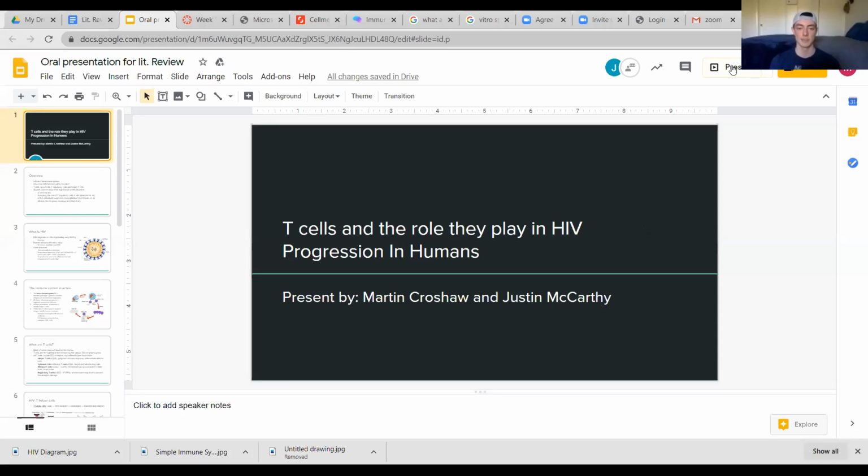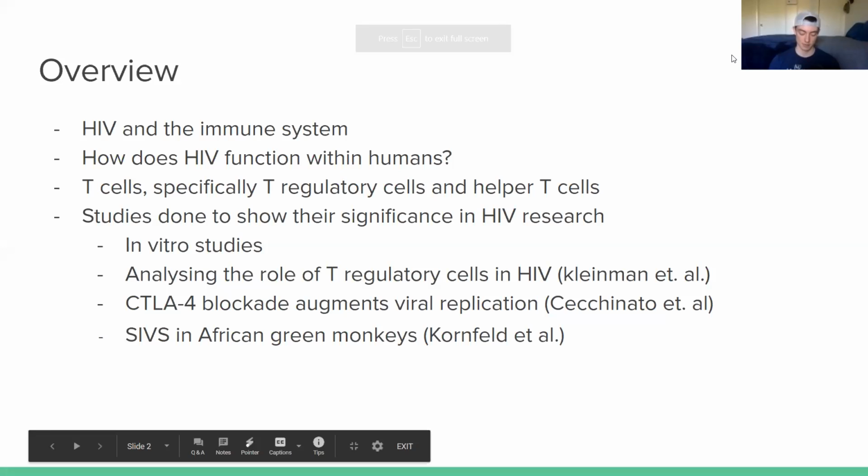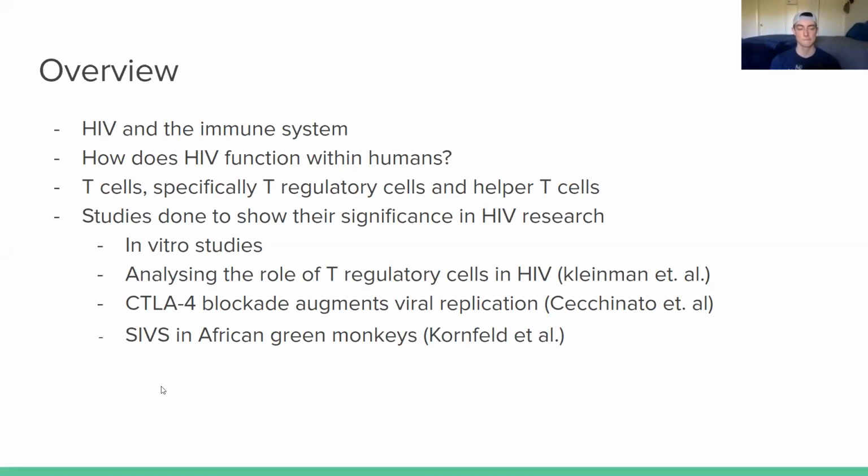And today we're going to be talking about T regulatory cells and the role they play in HIV progression in humans. So, our overview. In this presentation, we're going to be talking about HIV and its effects on the immune system, specifically with T regulatory cells and T helper cells.